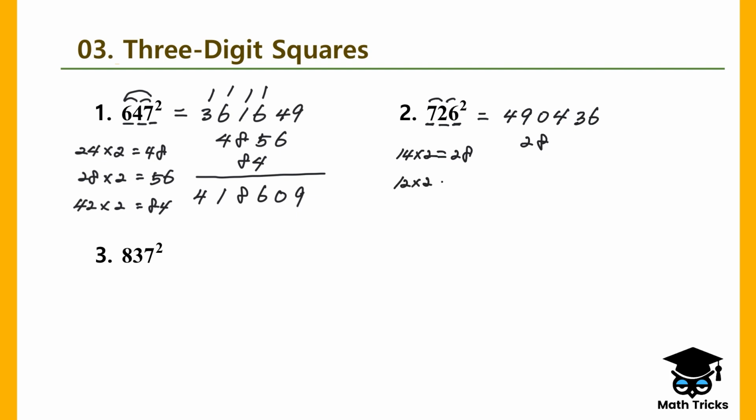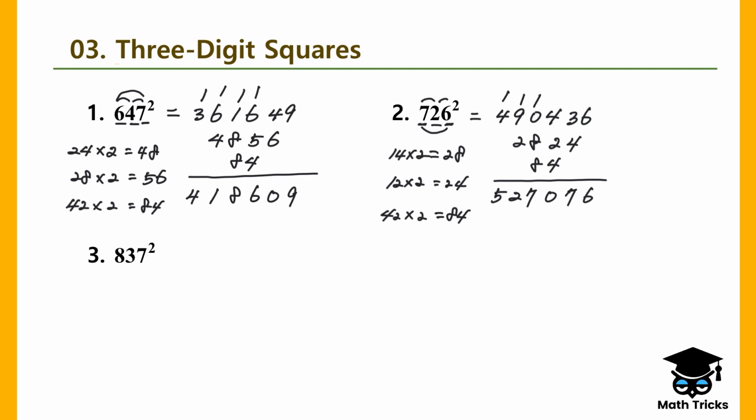So 12 times 2, 24. So write 24. And 7 times 6, that's 42. So 42 times 2, that's 84. So write 84 here and add all of the numbers together. So we have 6, 7, 4 plus 2 plus 4, that's 10. So 1 here. 8 plus 8, 16. So that's 17. And 1 plus 9 plus 2, that's 12. 4 plus 1, that's 5. So the answer is 527076.